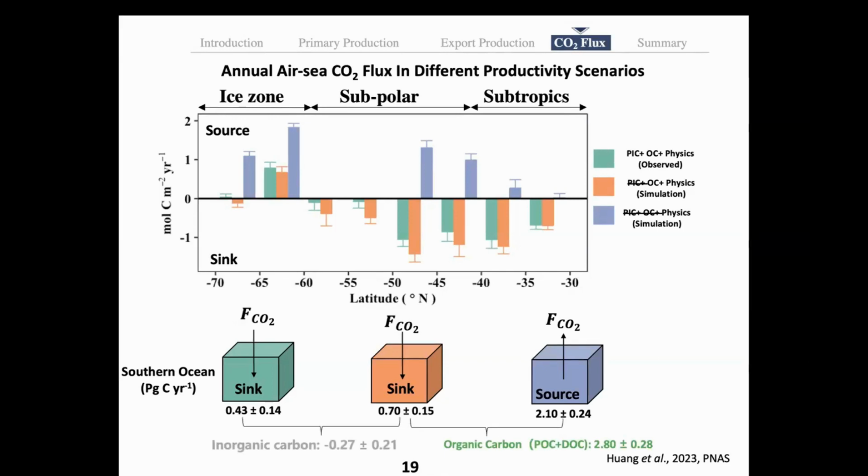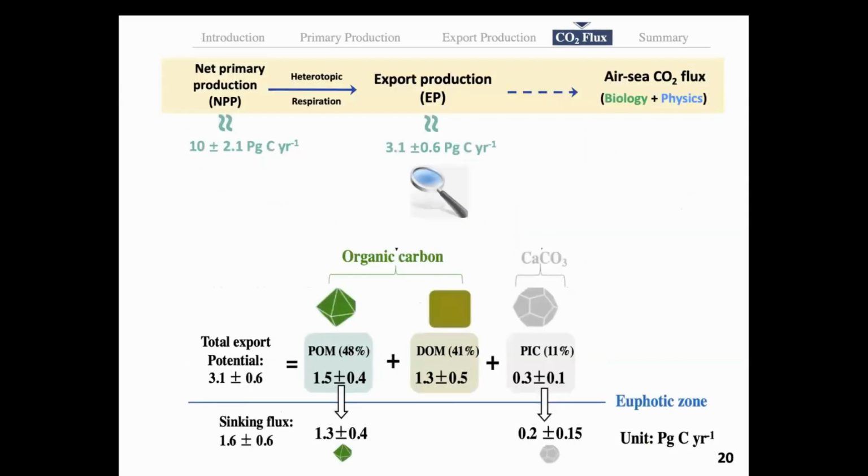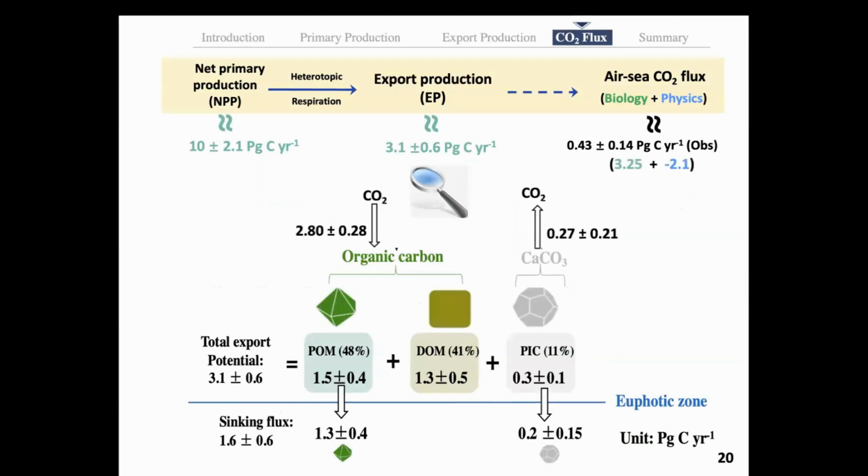Then we can compare the CO2 difference between the different productive scenarios to sort out the relative contribution of each carbon flow in regulating the acid CO2 flux. With this information, we can answer the final piece of the puzzle in this equation, and can also see how the physical and the biology will interact in the acid CO2 flux.